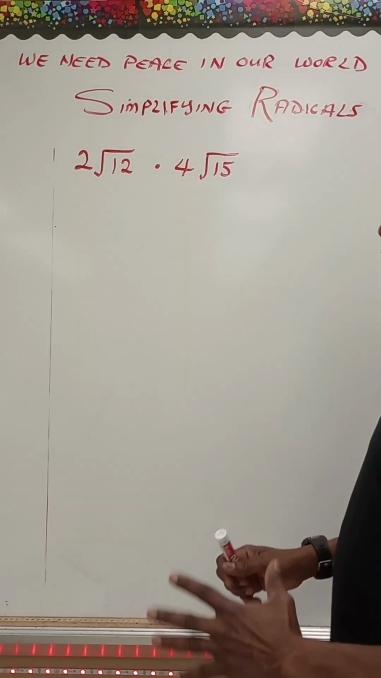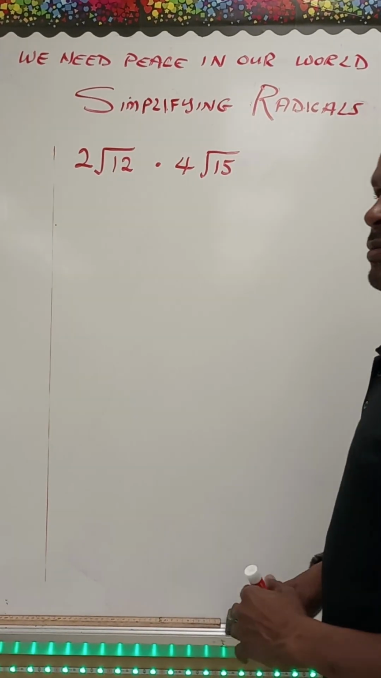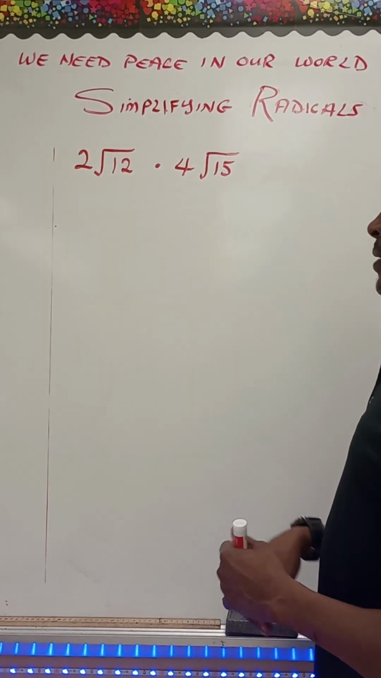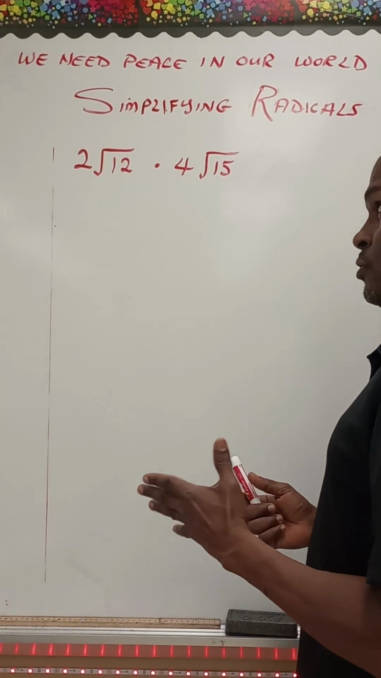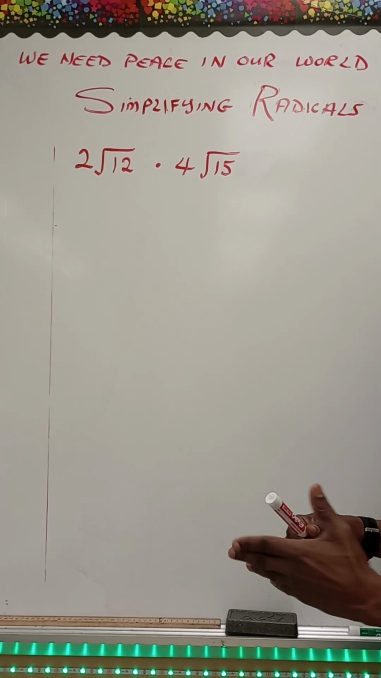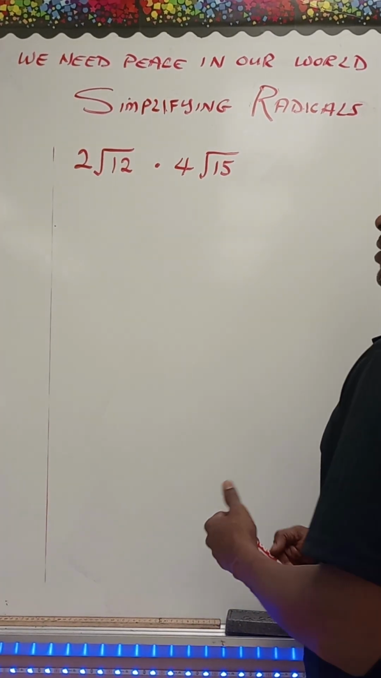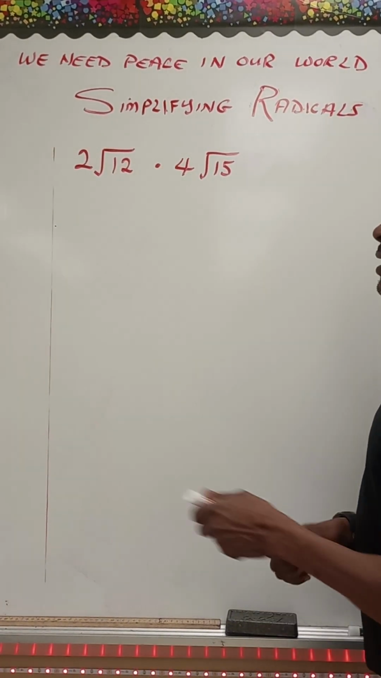Radicals. Some time ago we would have dealt with radicals, but we're going to examine a system looking like this. Let's say, for example, you're being given 2 radical 12 times 4 radical 15. You're being asked to simplify this.